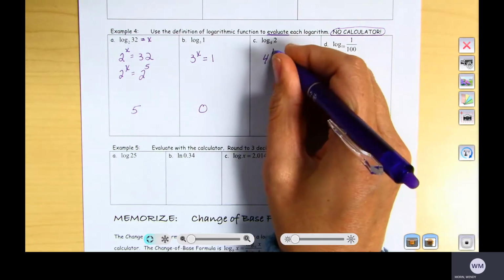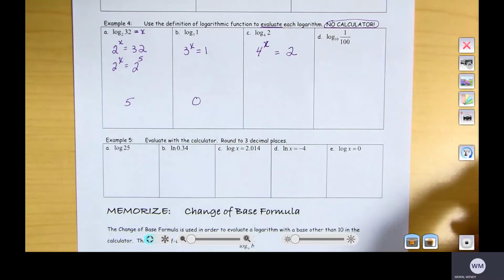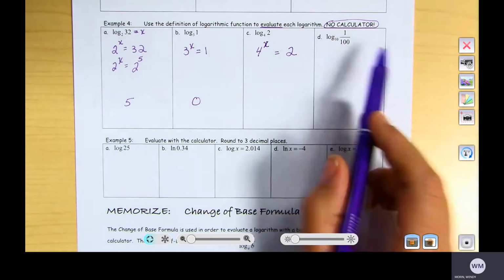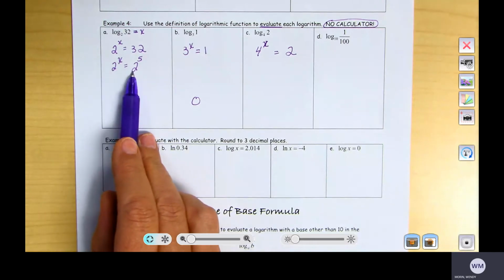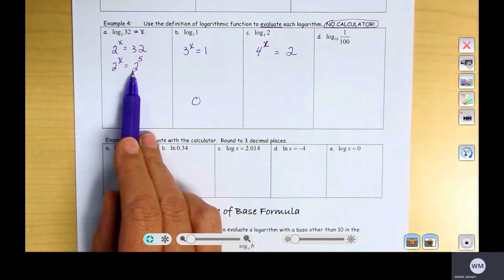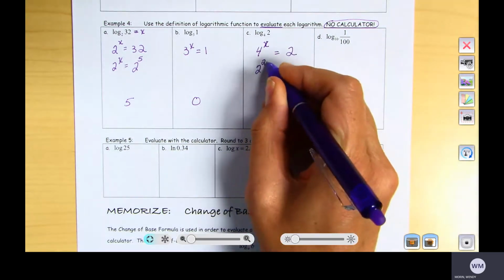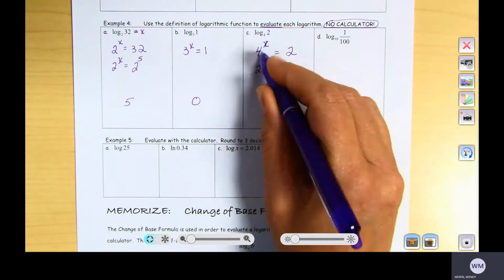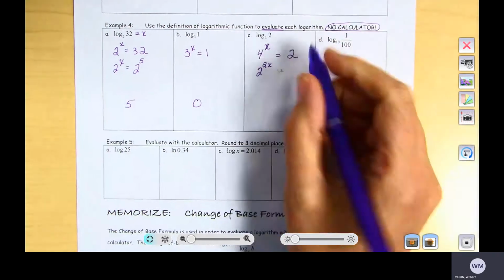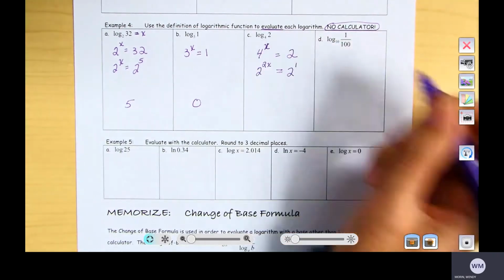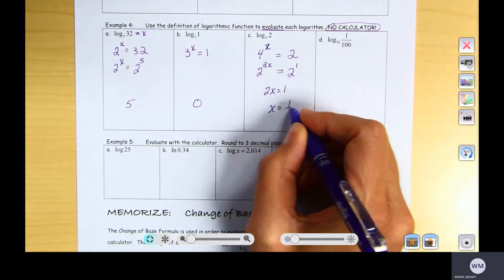4 to the what power equals 2. So again, with these problems that are no calculator, you have to make the bases the same. That's the rule that you need to follow. Okay? If you can do it in your head, you can write it down. So this is 2 to the second. Now remember, you're never going to make these bases bigger. And then that's 2 to the first. So using the 1-to-1 property like we did before, your answer is 1/2.